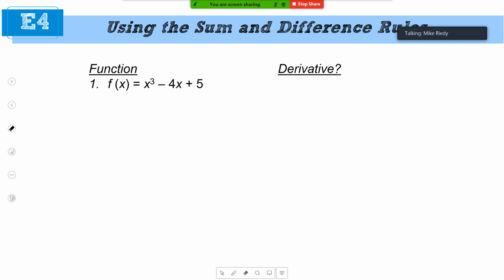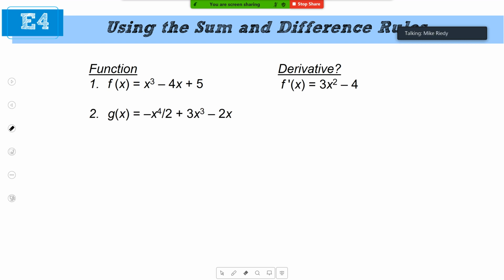Aaron, what do you got for me? 3x squared minus 1. Say that again. 3x squared minus 1. Close. Minus 4. There you go. Do you understand why it's 4? Because you got a constant. So yes, the derivative of x is 1, but you have that 4 that you need to multiply together. Good job.